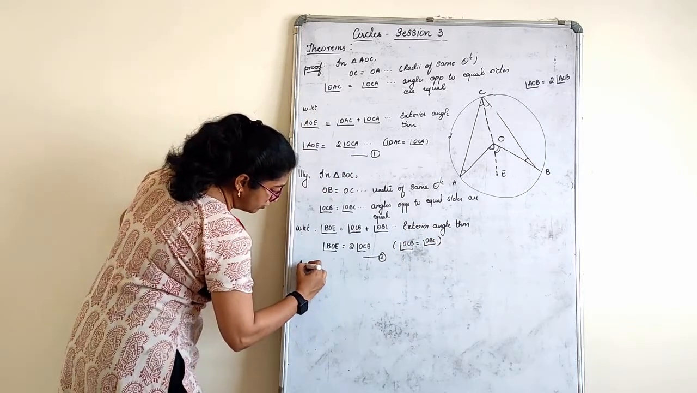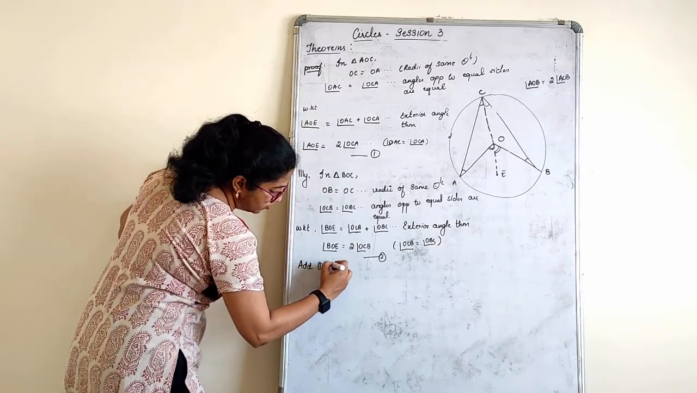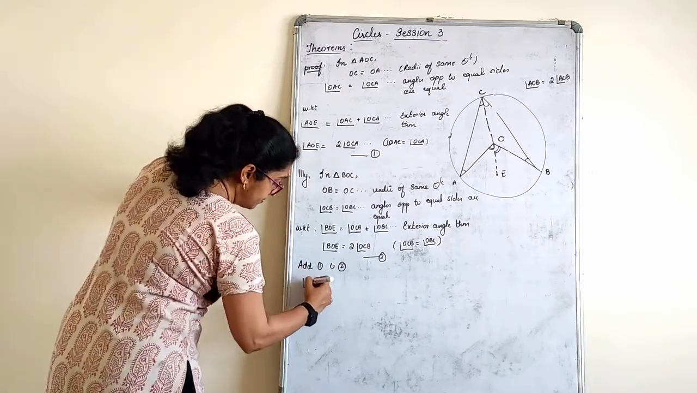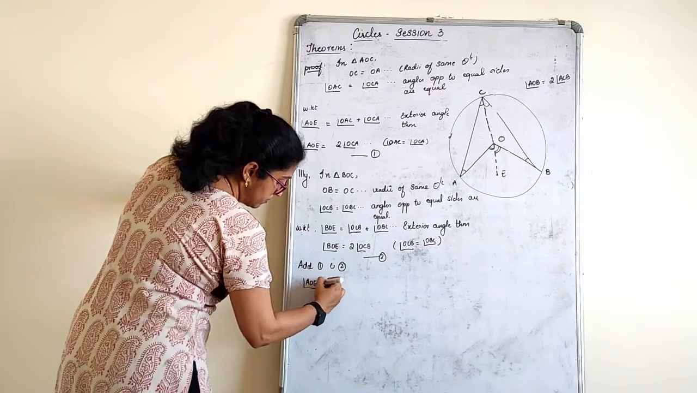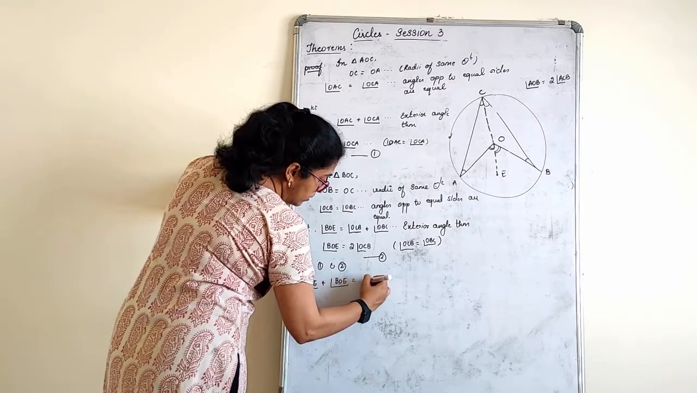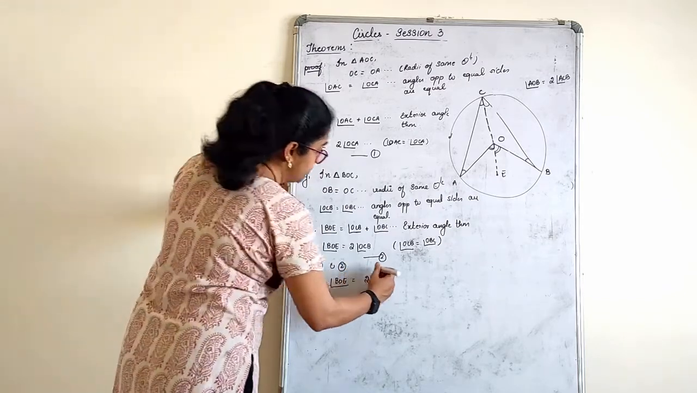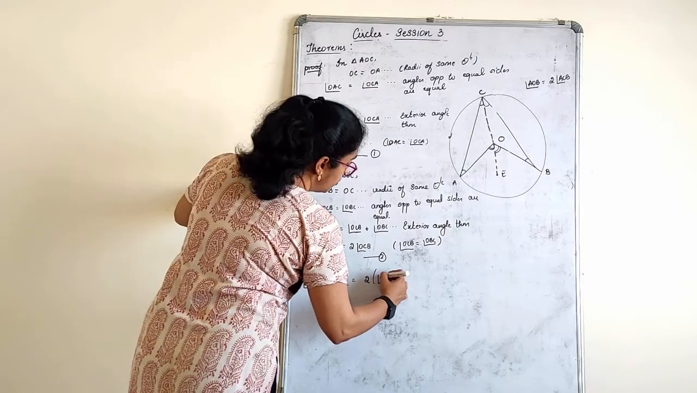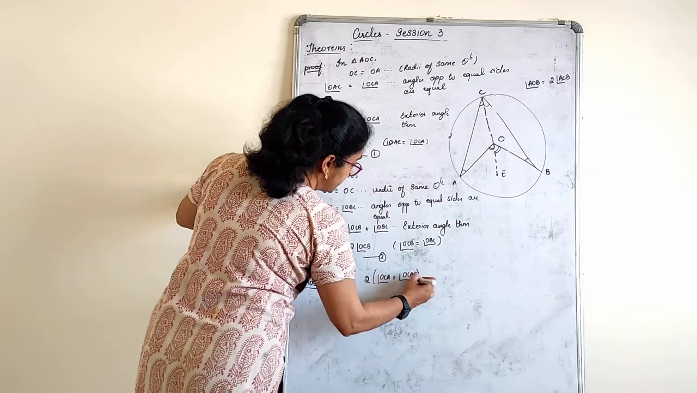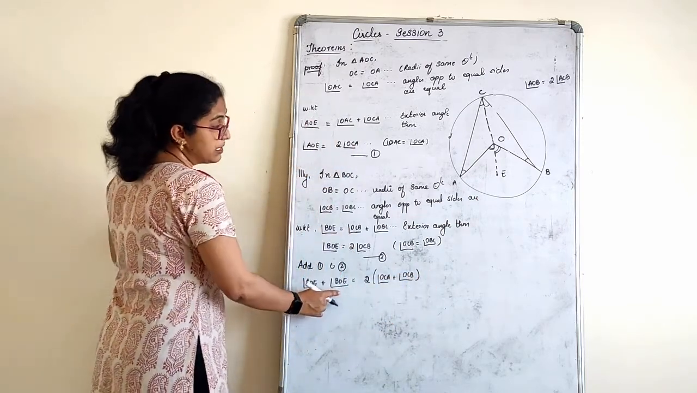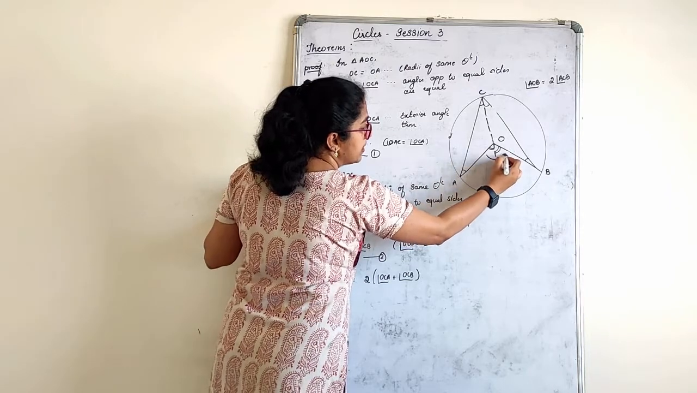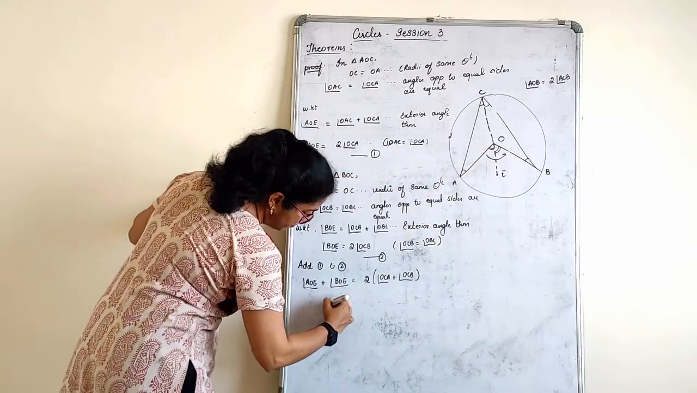Add equations 1 and 2. Angle AOE plus angle BOE is equal to, 2 common shall I take? Angle OCA plus angle OCB. Angle AOE plus BOE is together angle AOB.